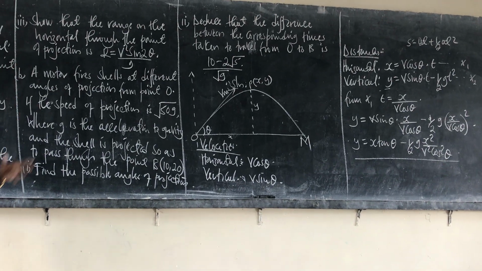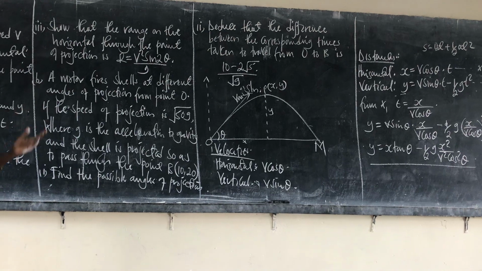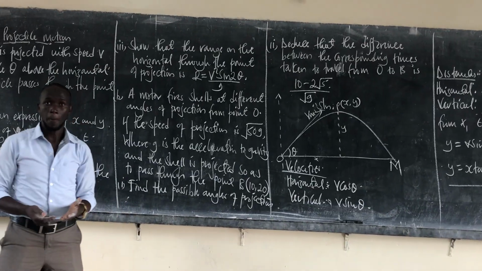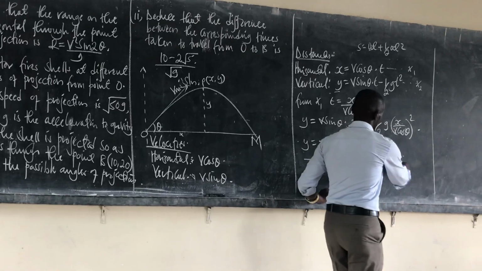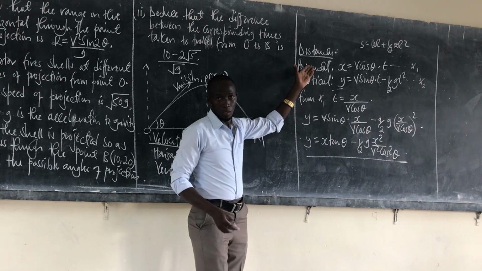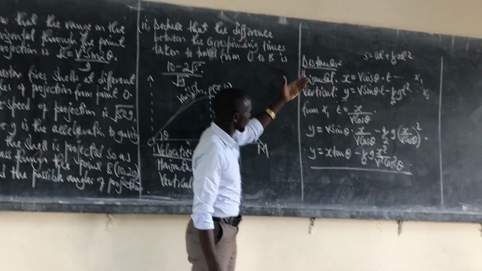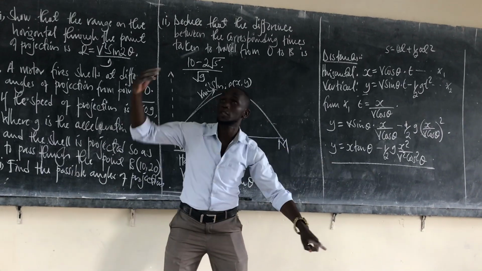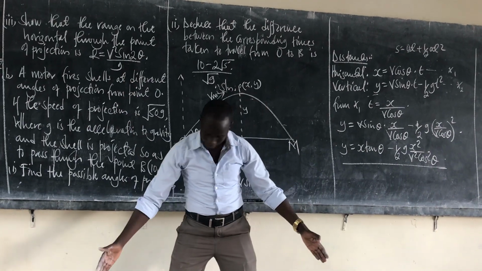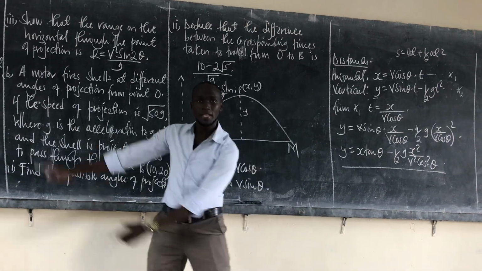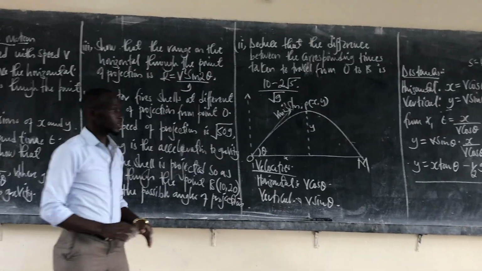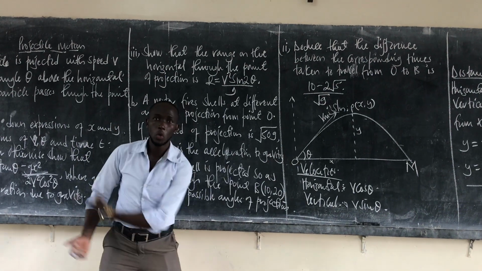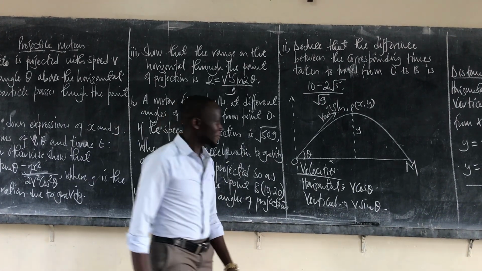Roman 3, show that the range on the horizontal through the point of projection is r equals v squared sine 2 theta out of g. Now look at this clearly well. When you look at this vertical motion, when we are talking about range, we talk about the distance from the first point to the last point of this projection. From this first point to the last point, the range is that horizontal distance. Remember we have both vertical application. So what you need is to get the time of flight. After getting the time of flight, multiply it with the horizontal velocity. When you do that, everything will be done.